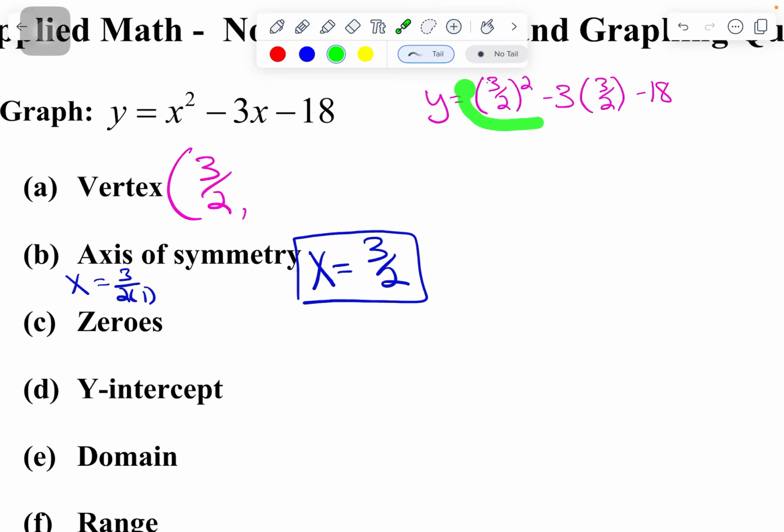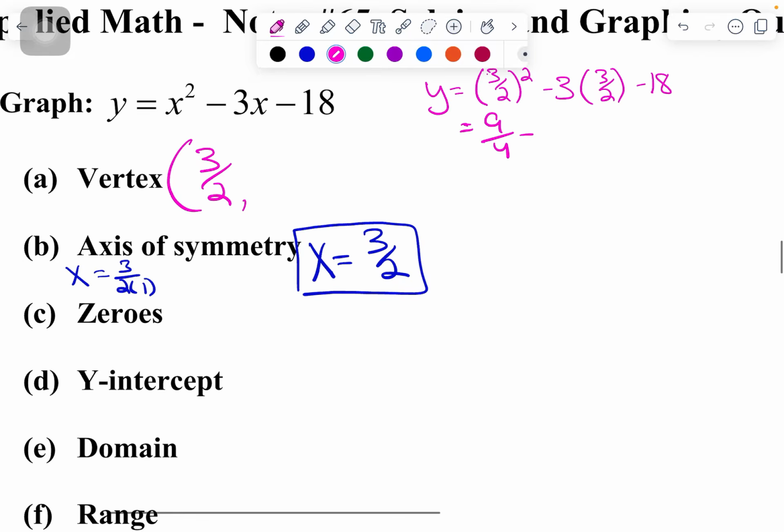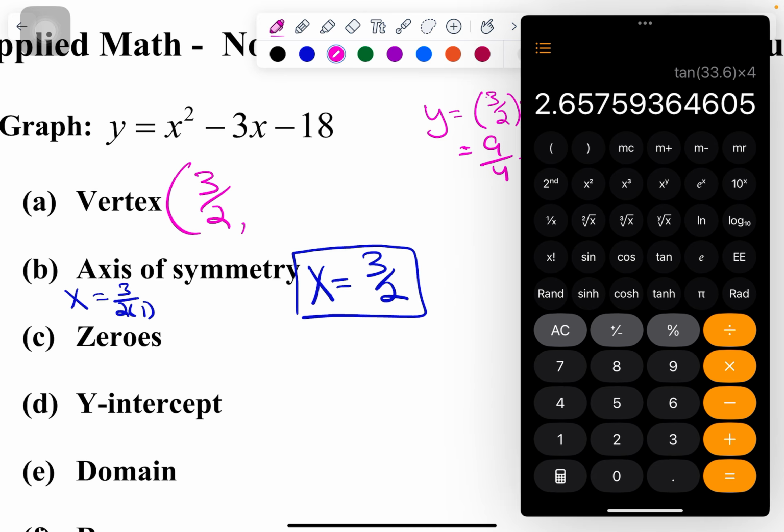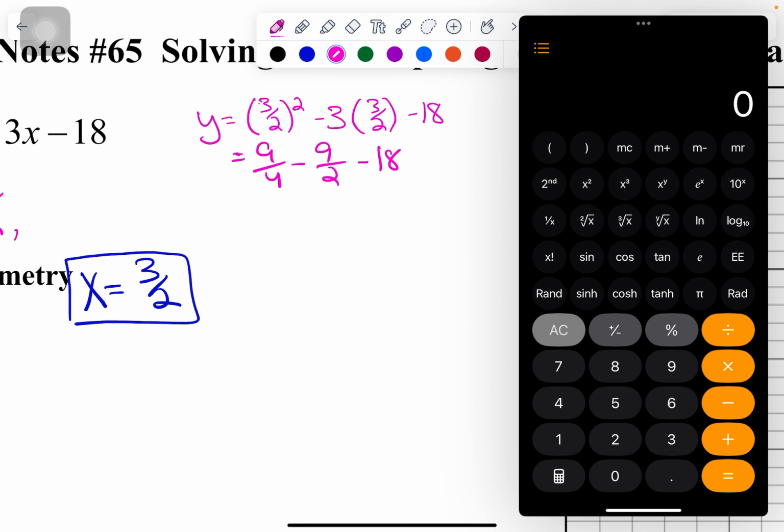If you have a calculator, go ahead and throw this in. I'm going to do parts of it right now, and then I'll use the calculator at the very end. So 3 over 2 squared is 9 over 4. Minus 3 times 3 over 2 is going to be minus 9 over 2, and then minus 18. So I'm going to go ahead and grab a calculator. Let's see, 9 over 4 minus 9 over 2 minus 18. All right, so it's negative 20.25.